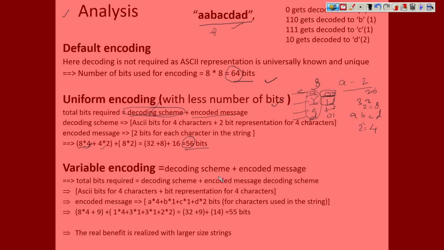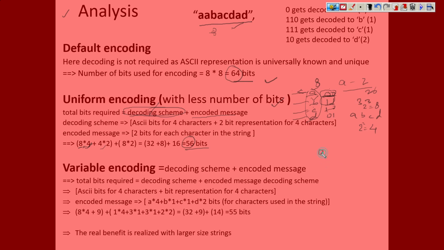It's a mechanism where we represent every character with a sequence of bits in such a way that it fulfills the prefix property. Prefix property we have already discussed in the previous video, that whatever sequence we are assigning, it must not be a prefix for any other representation.